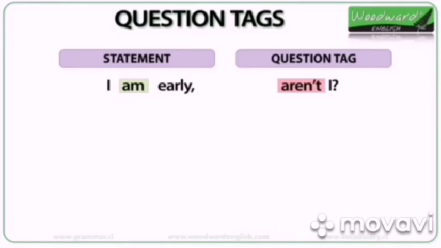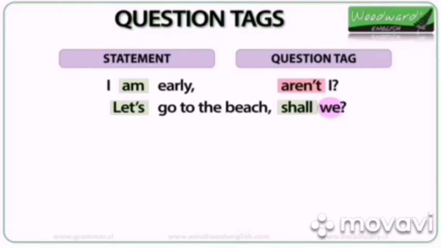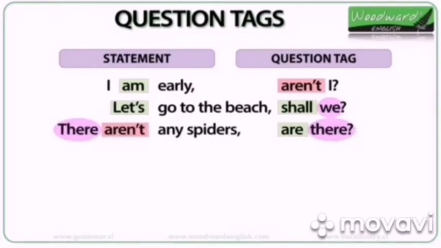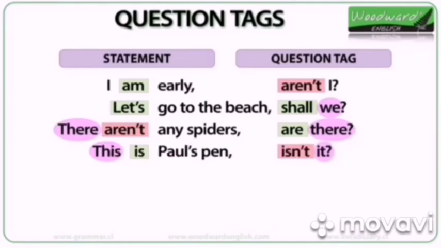Be careful with the following question tags. I am early, aren't I? We saw this before. Let's go to the beach, shall we? When a statement begins with let's, the question tag is shall we? There aren't any spiders in the bedroom, are there? Notice how we use there in the question tag. This is Paul's pen, isn't it? We don't say isn't this, no, we say isn't it. Don't forget, will you? With negative imperatives, we normally use will you as the question tag.